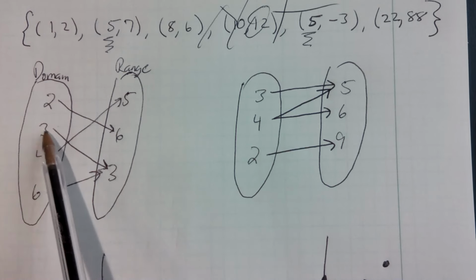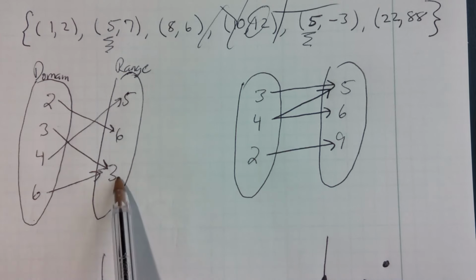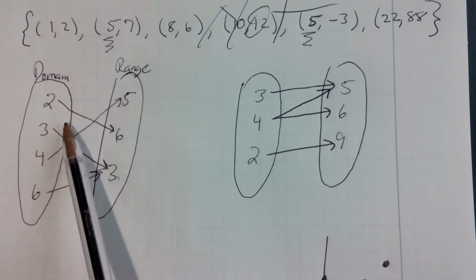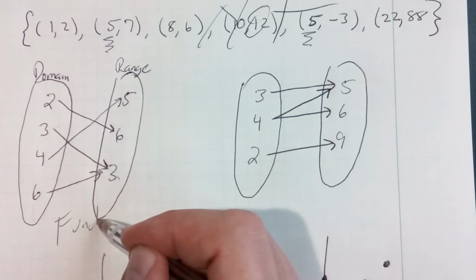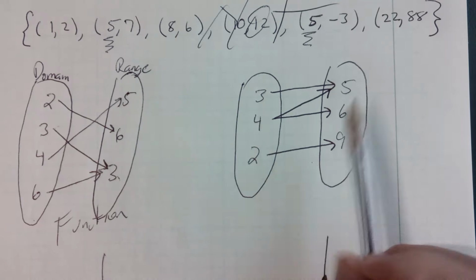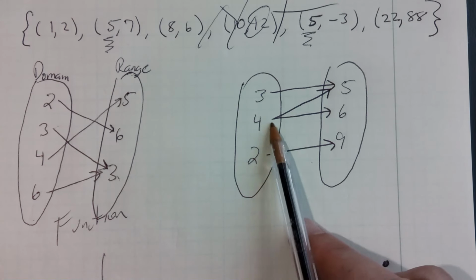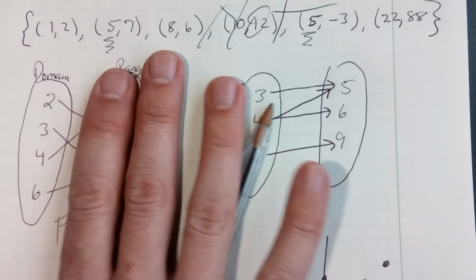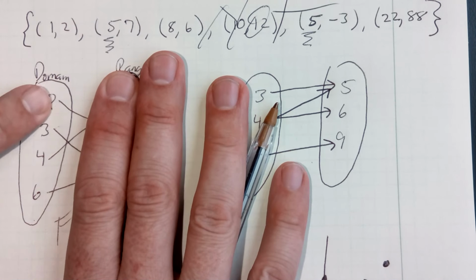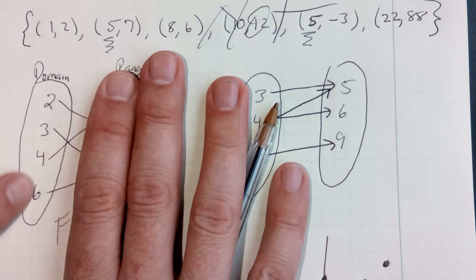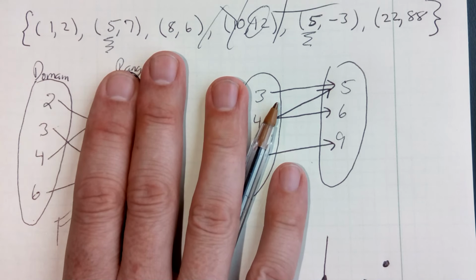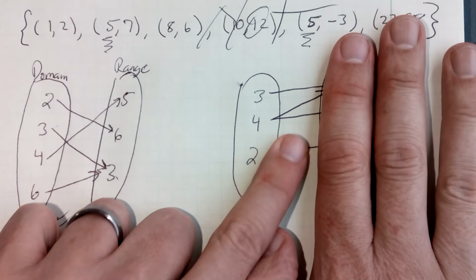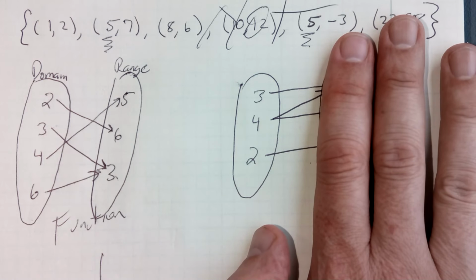Again, I care less that I have multiple X's going to the same Y. The thing I don't want is to have an X branching out to two different Y's. This one is a function where this one is not, because when I get to this 4, it branches out to two different Y's. So I actually just cover up the Y values and scan down and make sure I have only one line leading away from each input or each domain value. If I do, it's a function. If I cover up this and I look down here, I notice this 4 has two lines branching out from it. It's not a function.